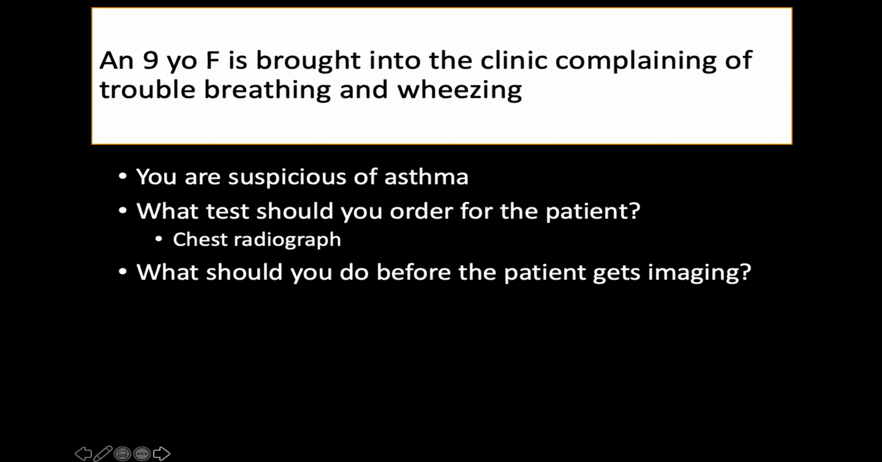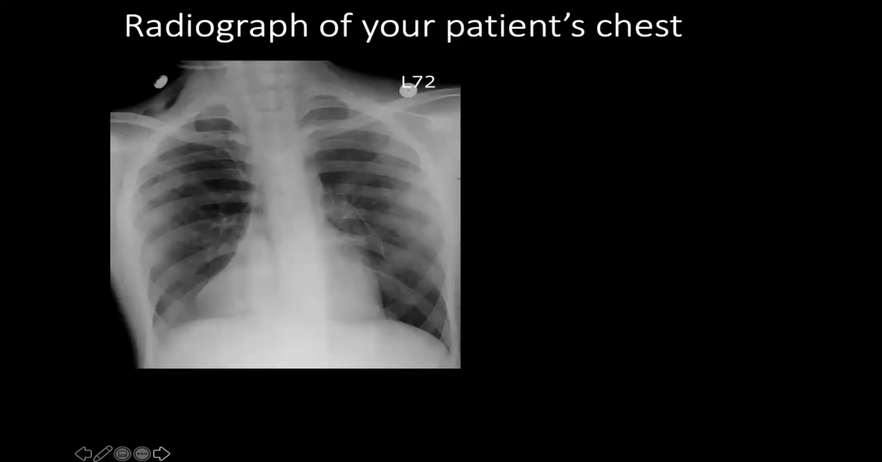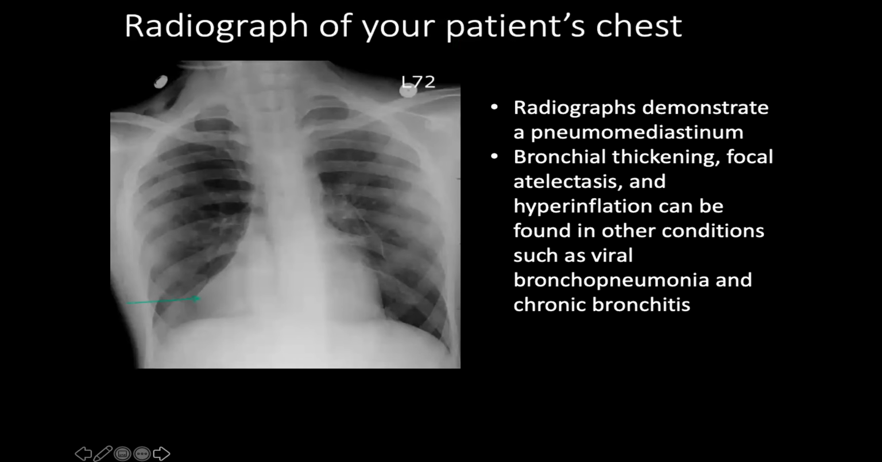Chest radiograph. Nice. What should we do before the patient gets imaging? It's kind of a question that a lot of NBMEs or shelves will ask you. You've got to treat them. So here's your radiograph. What are we looking at here? We're looking at a pneumomediastinum, some bronchial thickening, focal atelectasis, and hyperinflation. So this isn't specific to asthma, but obviously clinically correlating it with the wheezing, most likely asthma. And if you treat it, the wheezing goes away, definitely asthma.